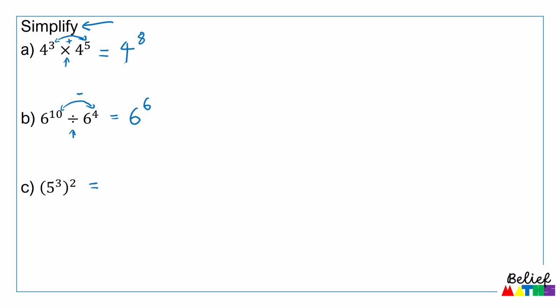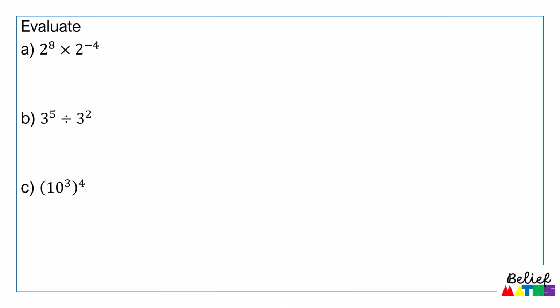Final question on this slide. If we have got 5 to the power of 3 and then in brackets to the power of 2, all we're going to do with these two is multiply them by one another. So 3 times 2 is 6, so we end up with 5 to the power of 6. And each of those is simplified. So when we're told to simplify, we write it as a single power, so 4 to the power of 8, 6 to the power of 6, or 5 to the power of 6.